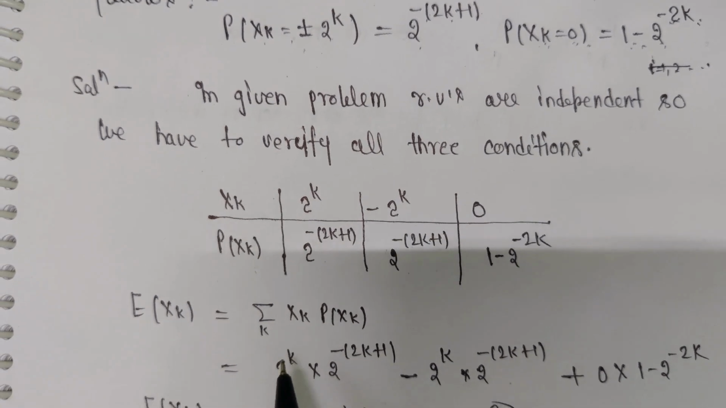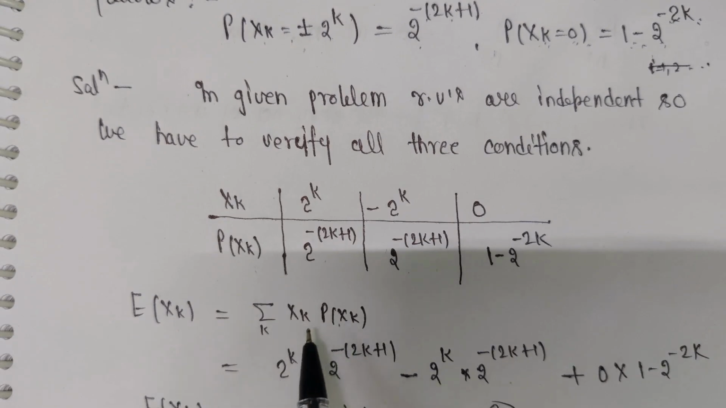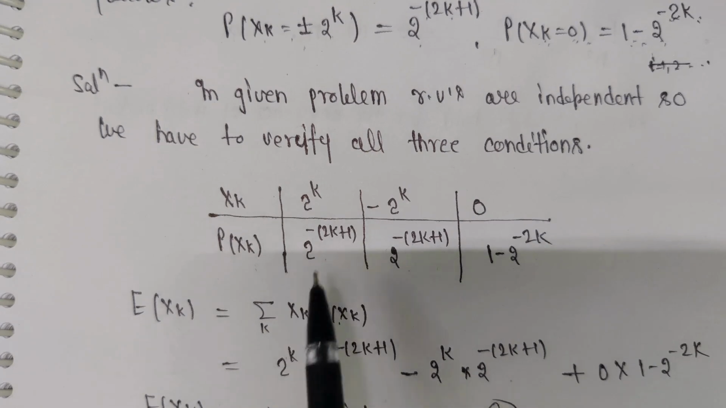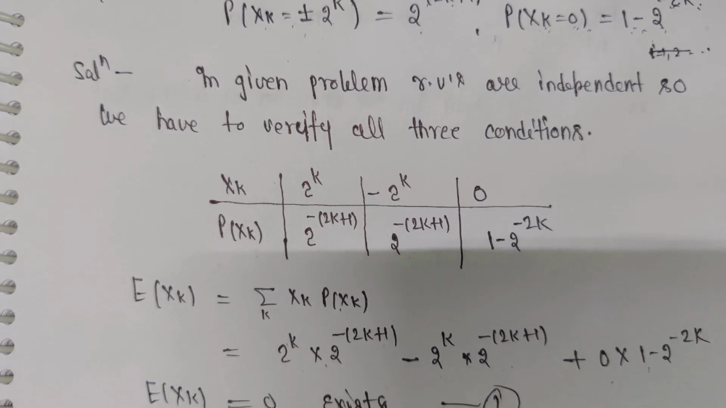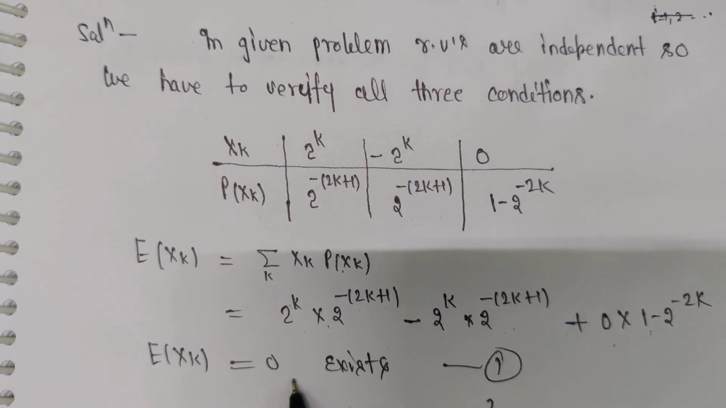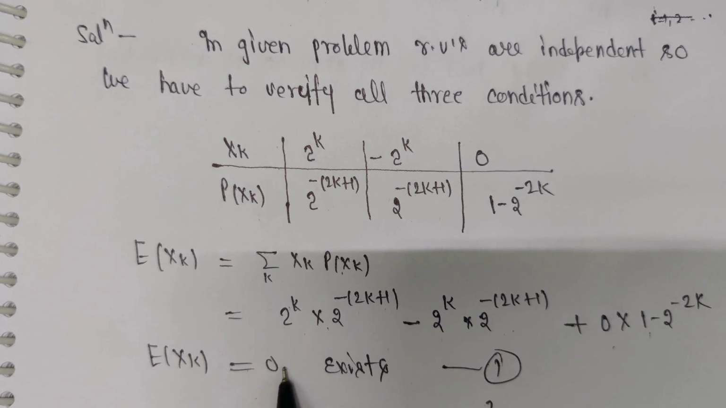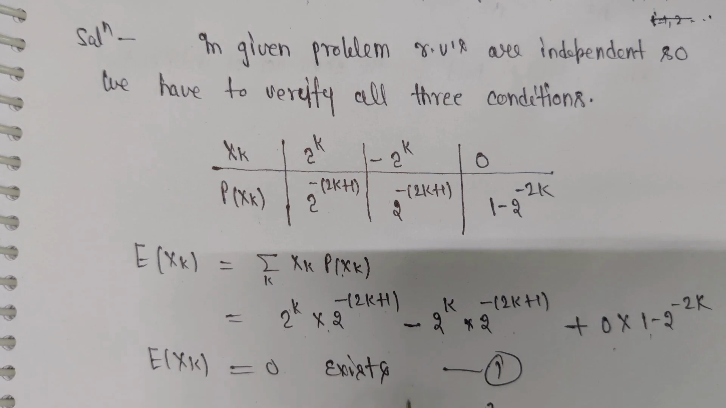The formula for the mean is the summation over k of xk into p(xk). The first value of xk is 2 to the power k, with corresponding probability 2 raised to the power minus 2k plus 1. The second value is minus 2 raised to the power k, with corresponding probability 2 to the power minus 2k plus 1, and the third one is 0. So this term becomes 0, and these two terms are the same, so plus and minus cancel out. That means the expected value of xk is equal to 0. That means the first condition holds here, the mean exists. Now, 0 is finite, that's why we are writing here that the expected value of xk exists.